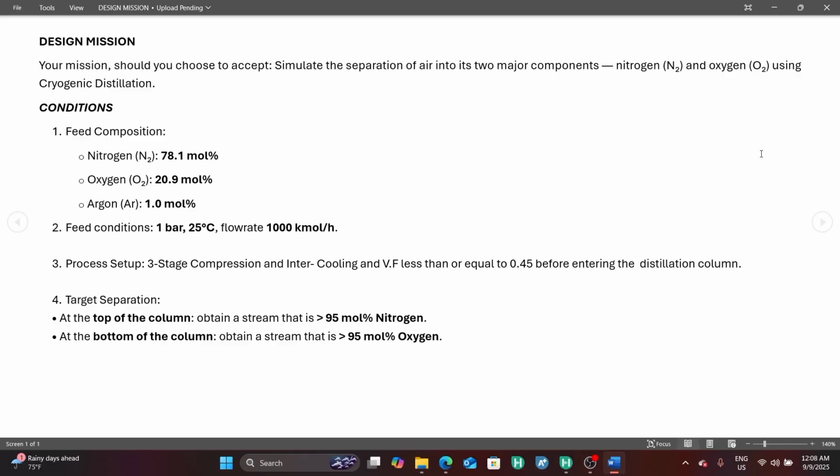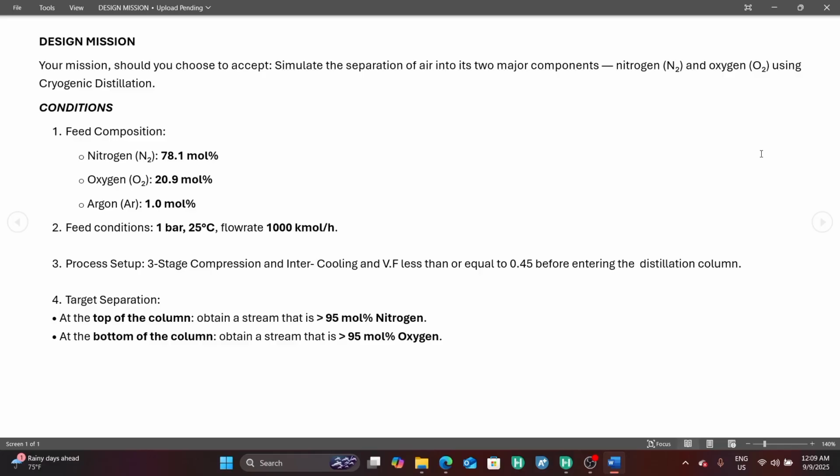For the process setup, we're expected to carry out three-stage compression and intercooling and have a vapor fraction equal to or less than 0.45 before entering the distillation column. The target for our separation is a return of greater than 95% mole fraction of nitrogen at the top of the column, and at the bottom of the column we're expected to have greater than 95% oxygen return.